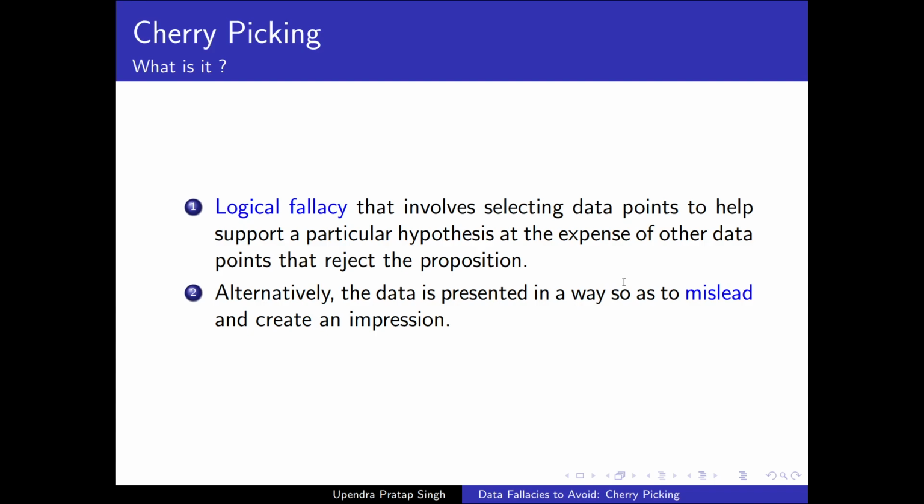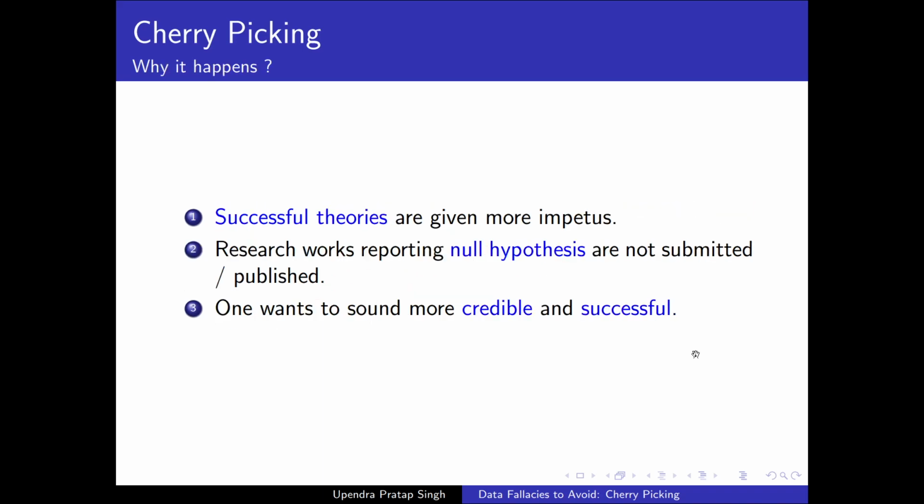So in this process, chances are more that the person is going to choose data points which support the hypothesis as against the points that do not support the hypothesis, right? This is exactly what is called cherry picking, because we are cherry picking the points that are supporting the hypothesis at the expense of the points that reject the proposition. Irrespective of the extent to which it takes place, it always creates a false impression, and it basically misleads the audience.